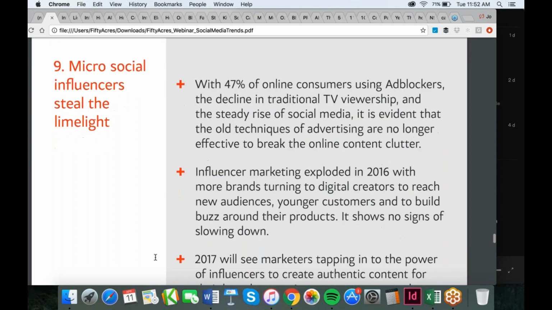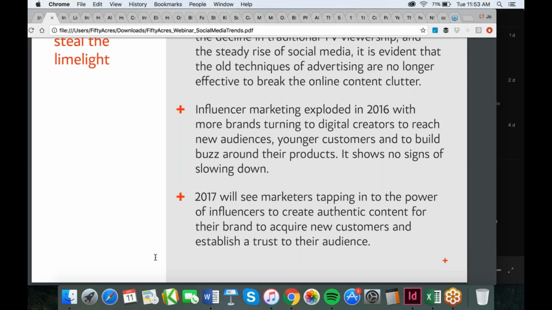So number 9, micro-social influencers are obviously coming into the limelight, with an astounding 47% of online consumers using ad blockers. With the decline in traditional TV viewership and the steady rise of social media, it's evident that the old techniques of advertising are no longer effective to break the online content clutter. Influencer marketing exploded last year, with more brands turning to digital creators to reach new audiences, younger customers, and to build buzz around their products. It shows no signs of slowing down. In 2017, I think we'll see marketers tapping into the power of influencers to create authentic content, there's that word again, for their brand to acquire new customers and establish trust with their audience.